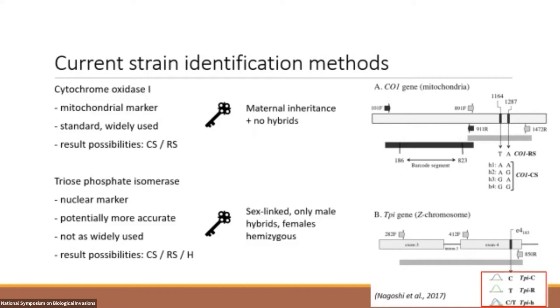The key thing to note about this marker is that it's based on a sex-linked chromosome, meaning that there are two copies in the male and only one in the female. Therefore, only male specimens will display hybridization.